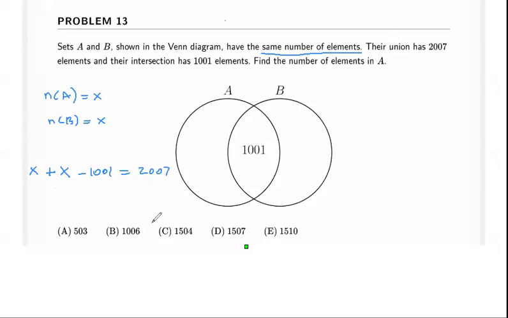If you solve this equation, you will get the X that you want, because we are looking for the number of elements in A, which is X. So I will say 2X, and if you add 1001 to both sides, you will get 3008, and divide by 2. Half of 3000 is 1500, and half of 8 is 4, so that should be 1504, which is your choice C. So this is something we have, but we never use any formula or any fancy looking stuff.